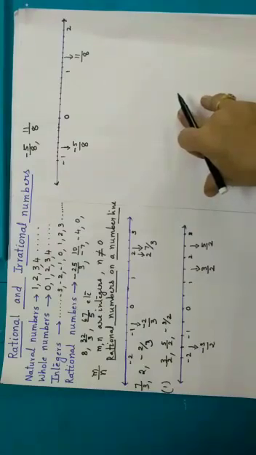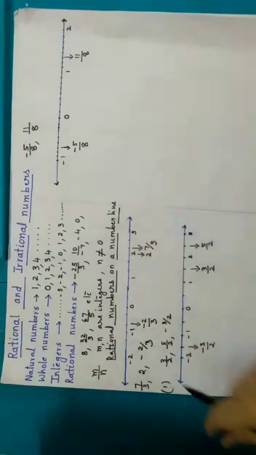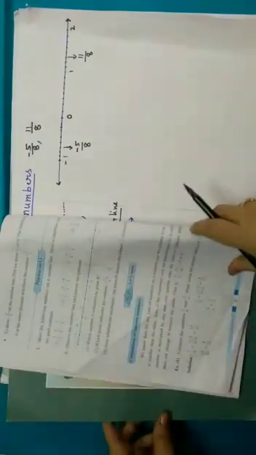So the first question is clear to all of you. Now we go to question number 2. In question number 2, observe the number line and answer the question.